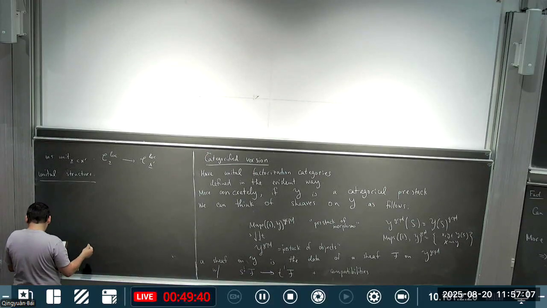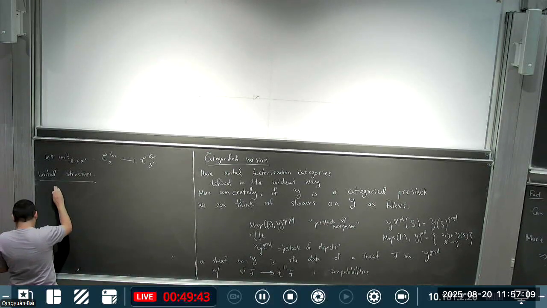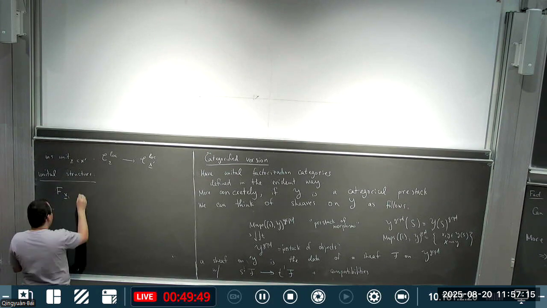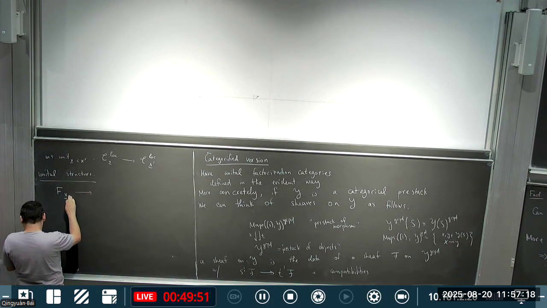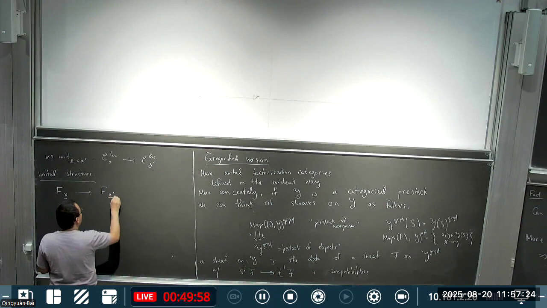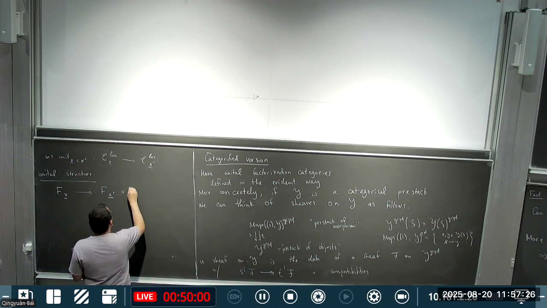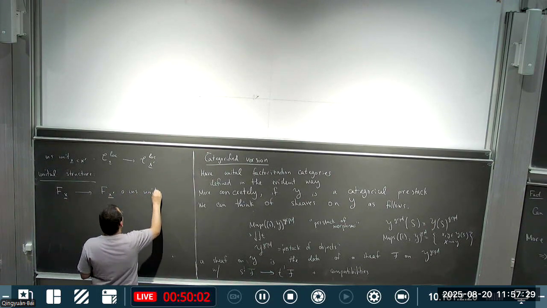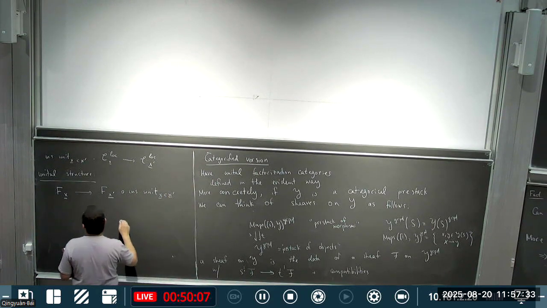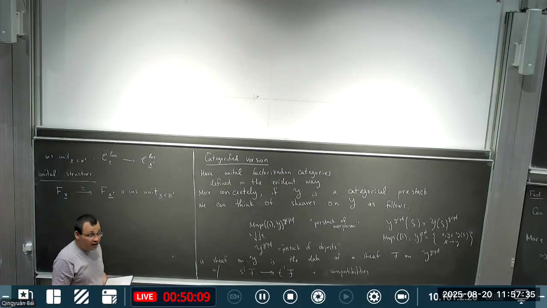Roughly, it's the following data: there's a functor associated to the point x, and there's a functor associated to the point x prime, and I'm supposed to give an isomorphism like this. This is what that amounts to.